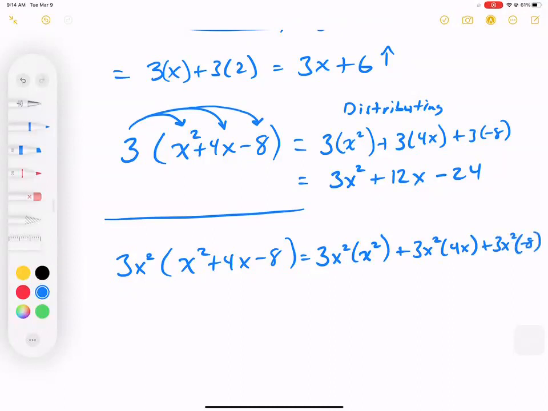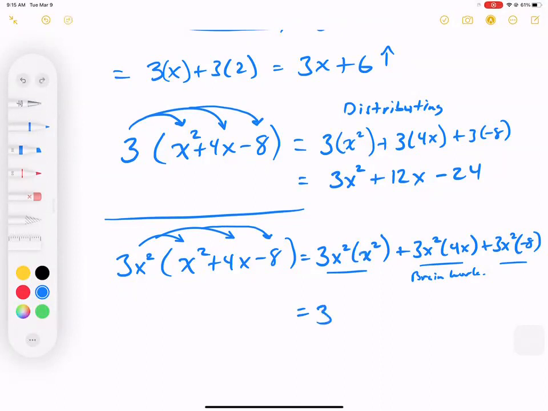So very similar to what we did here. This is what my brain is doing. My brain is actually sharing the 3x squared with the front. Then I'm sharing the 3x squared with the 4x. Then I'm sharing 3x squared with the negative 8. So I'm doing this part in my brain. This is brain work, okay? You don't actually have to write this, but I'm writing it down so you guys can see what's going on in my brain. So when I'm multiplying 3 times x squared times x squared, I'm thinking, okay, that's 3 times an invisible 1.